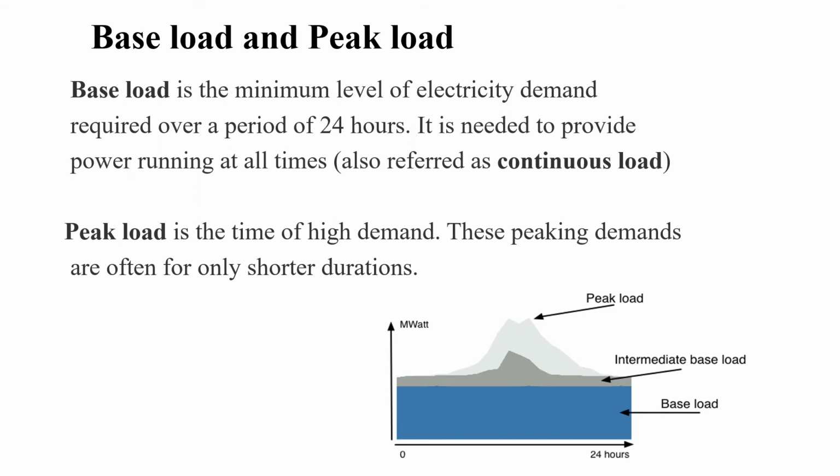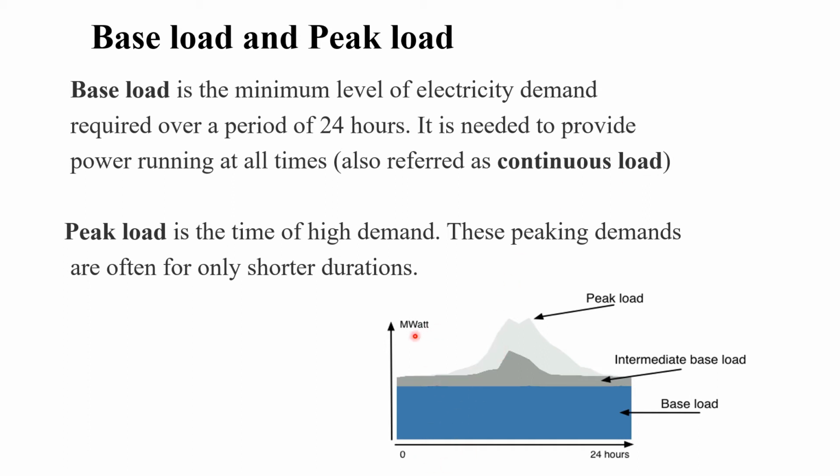Now let us discuss two types of loads. One is base load and the other one is peak load. From this name it is very clear to you. Base load is nothing but the load that works 24 hours in a day. It is the minimum level of electricity demand required over a period of 24 hours. So it is also referred to as continuous load.